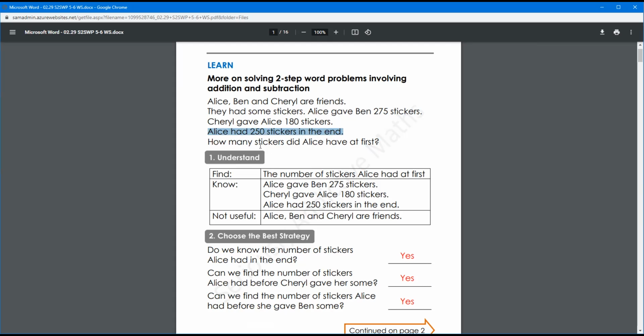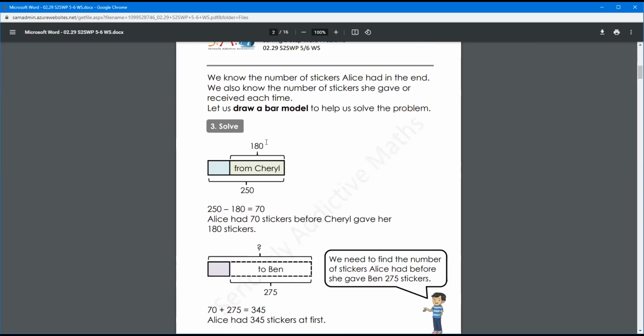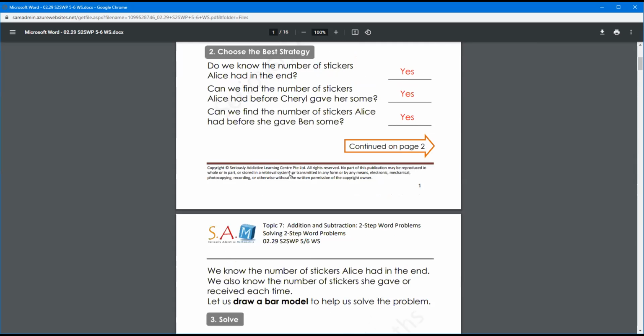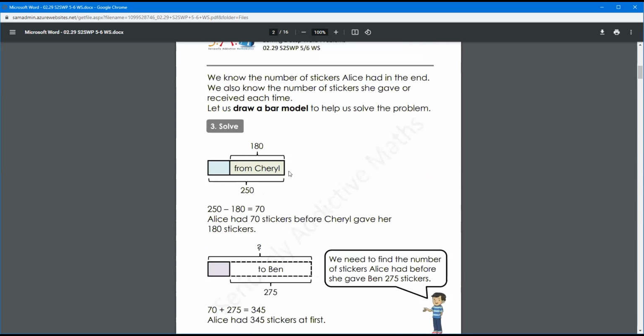And then Cheryl gave Alice 180 stickers. It is provided here, but again, try not to refer to this bar. Rather, you draw and show them how to do it. So Alice has 250, and then Cheryl gave Alice 180 stickers. So they need to find out how many stickers Alice had before Cheryl gave her 180 stickers. That means they have to do a subtraction.